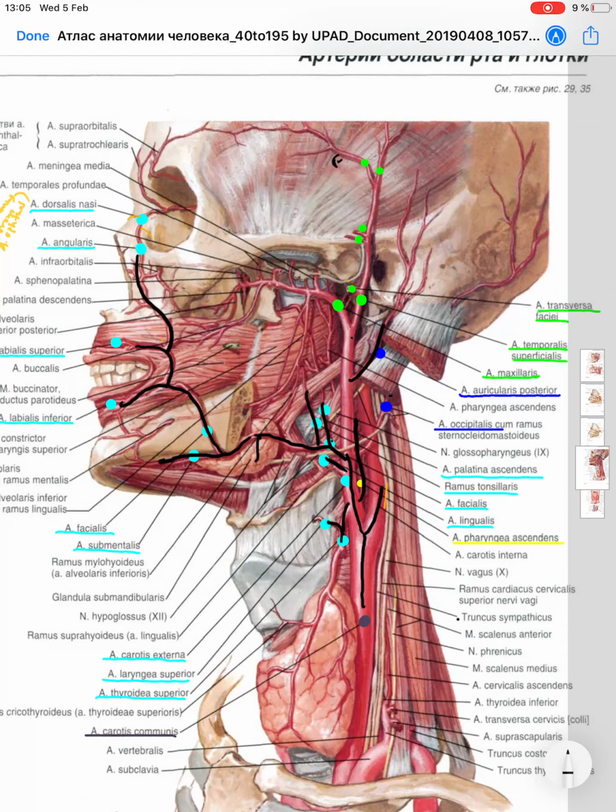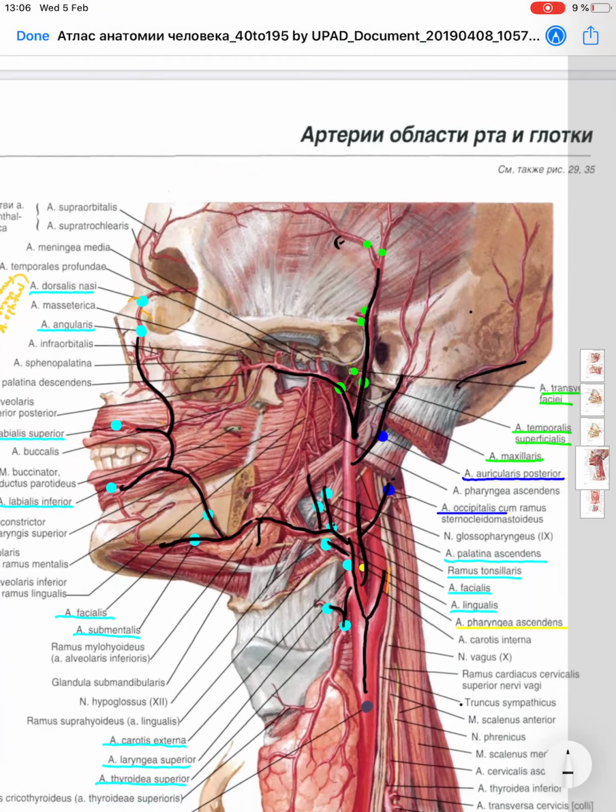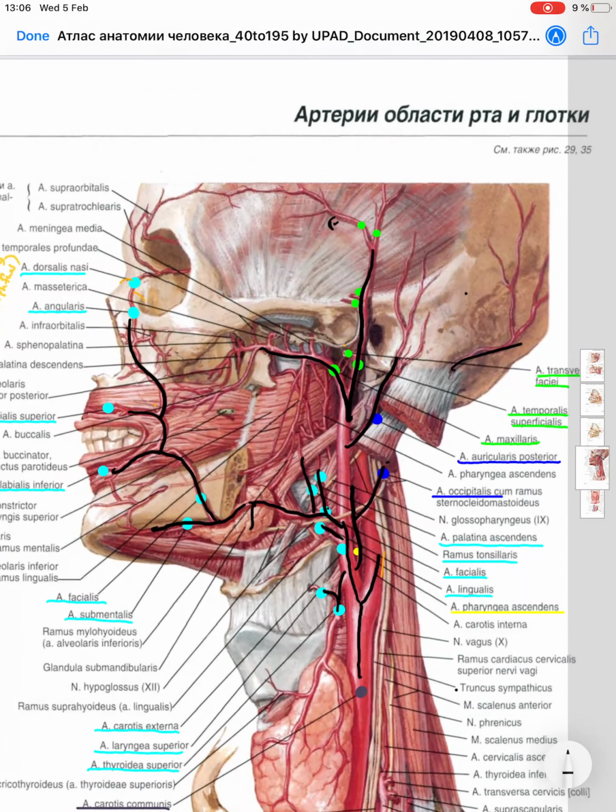Here we have arteria auricularis posterior, and here we have arteria occipitalis. Okay, our arteria auricularis posterior, it is going behind the ear. Okay, here we have the occipital artery. And then finally, if we look at the terminal group of branches, here we have the maxillary artery and the superficial temporal artery. And maxillary artery, I have done a separate video, please watch it.